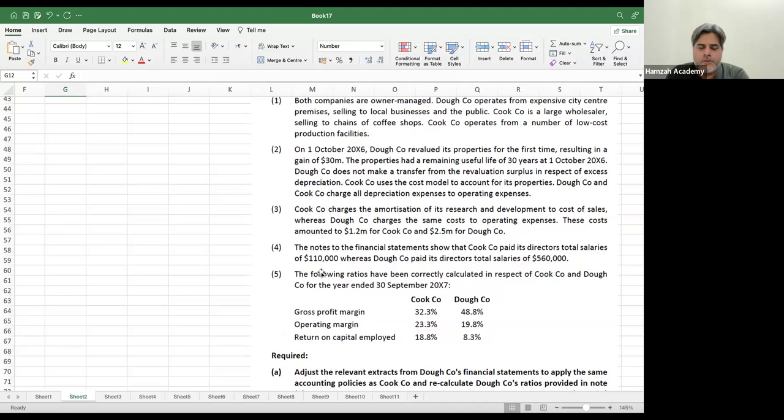Okay. So these ratios, before the adjustment is concerned, are calculated for the Cook and the Dough over here, right? So we have the gross profit margin, operating profit margin, and then the return on capital employed. So if I go and calculate now the revised ratios, we are going to do that.